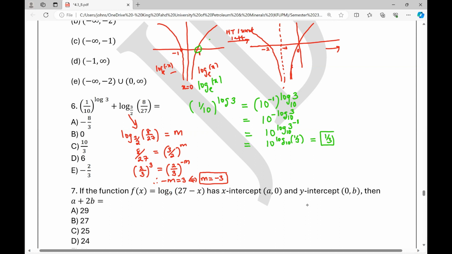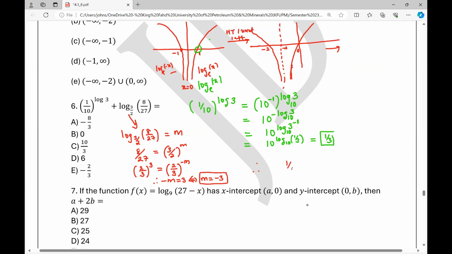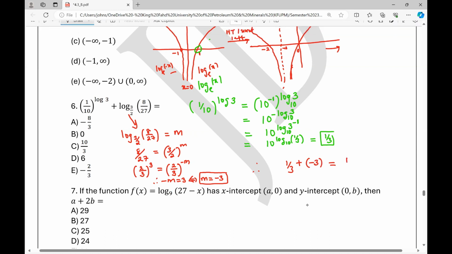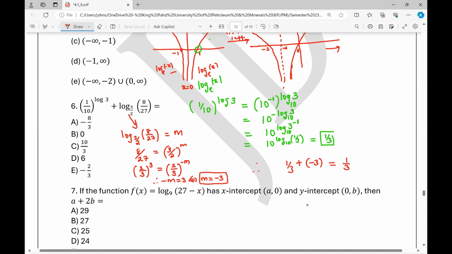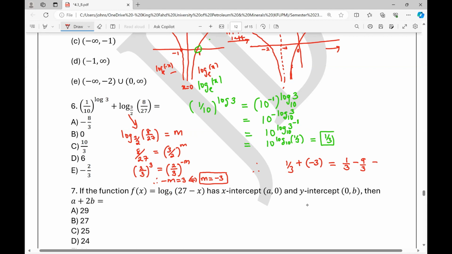All right. So now that you have two sides, you can just add them. So it means your final answer will actually be 1 over 3 plus what? Minus 3. And this is 1 over 3 minus 9 over 3, right? Which is minus 8 over 3.